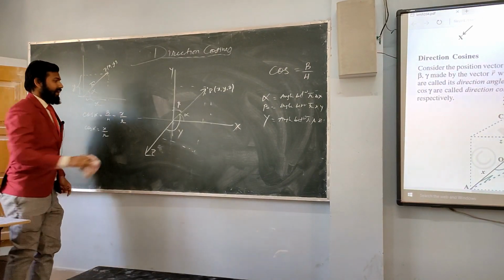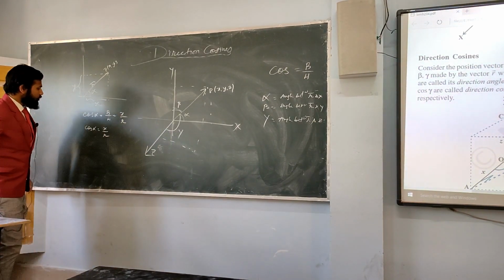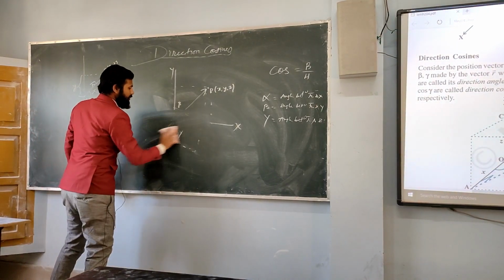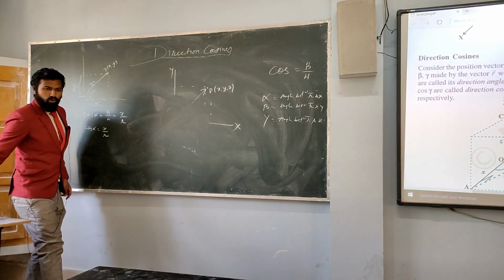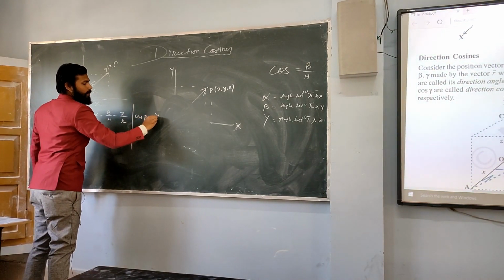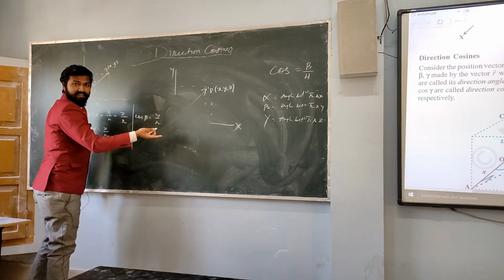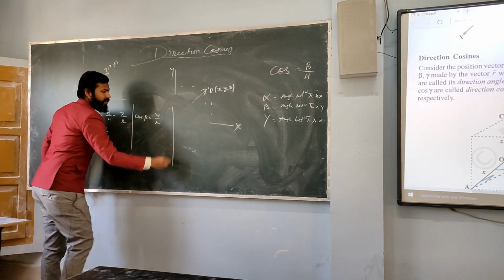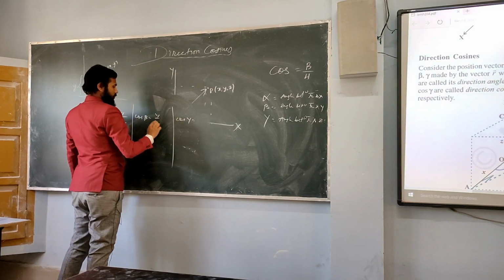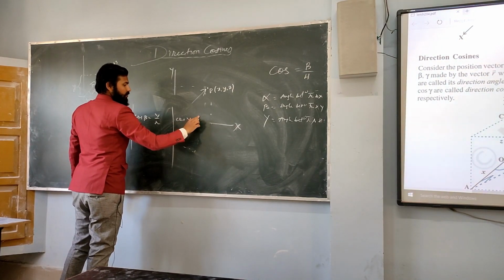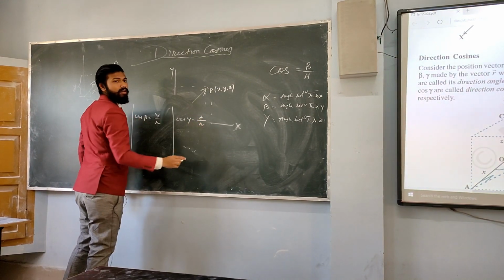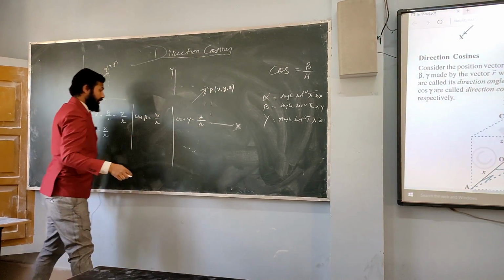Similarly, I can write cos beta equal to y by r. Similarly, cos gamma equal to z by r. Understood or not?